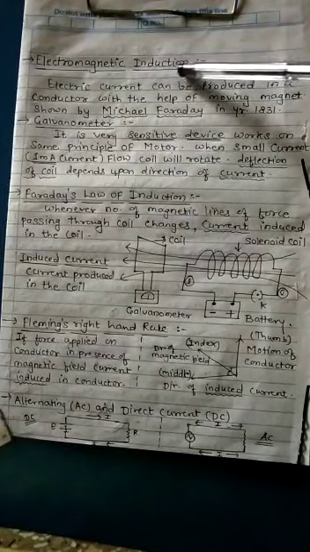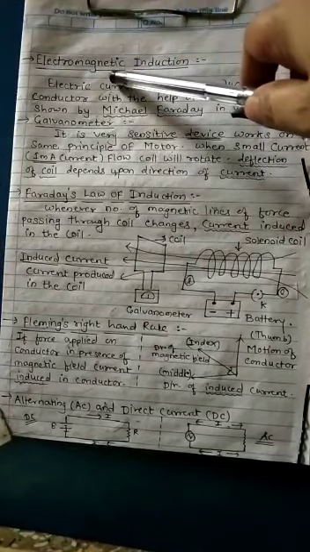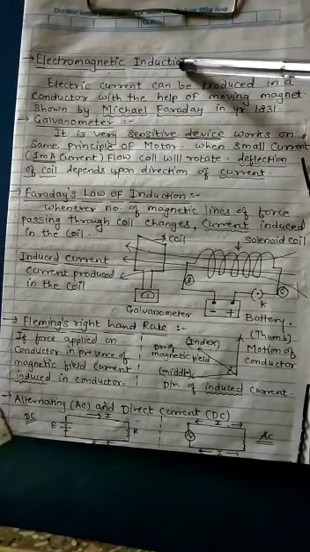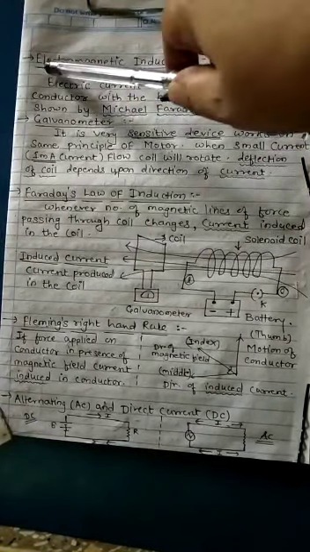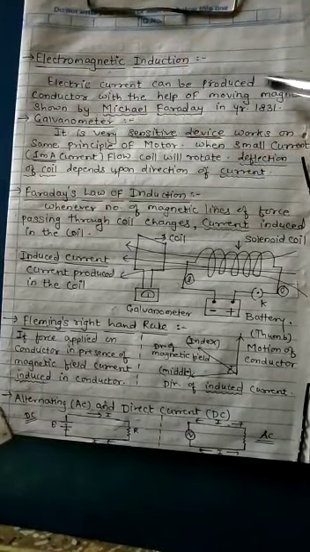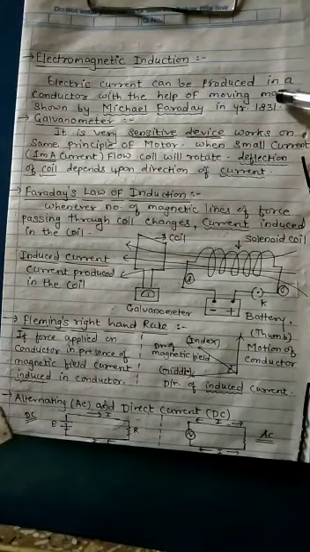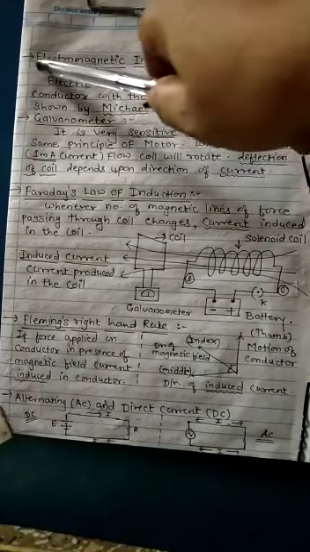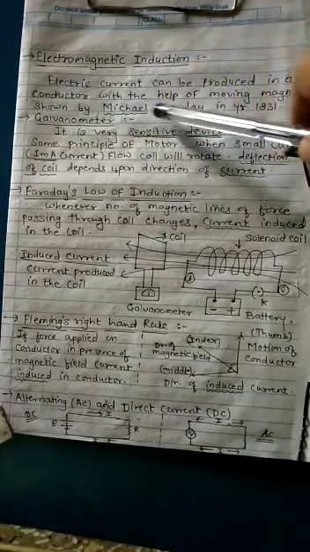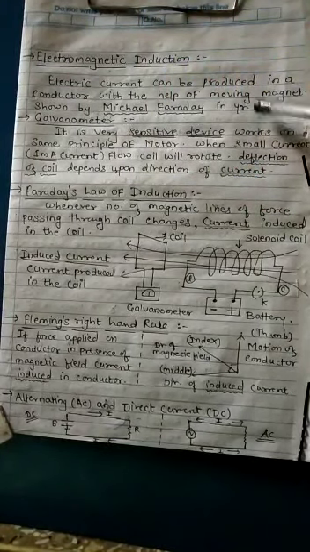So induction means produce electricity under the effect of a magnetic field. Simply, this is called electromagnetic induction. So what exactly is electromagnetic induction? Electric current can be produced in a conductor with the help of a moving magnet. Moving magnet means under the effect of a magnet. This is called electromagnetic induction, and this effect was shown by the scientist Michael Faraday in the year 1831.